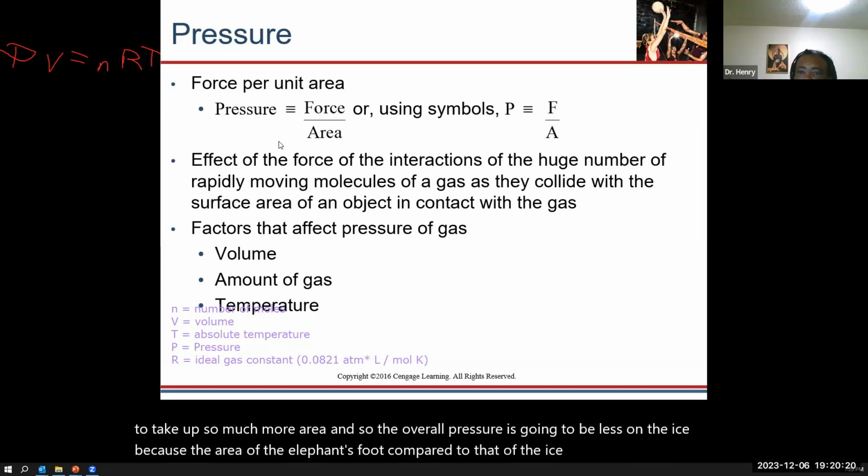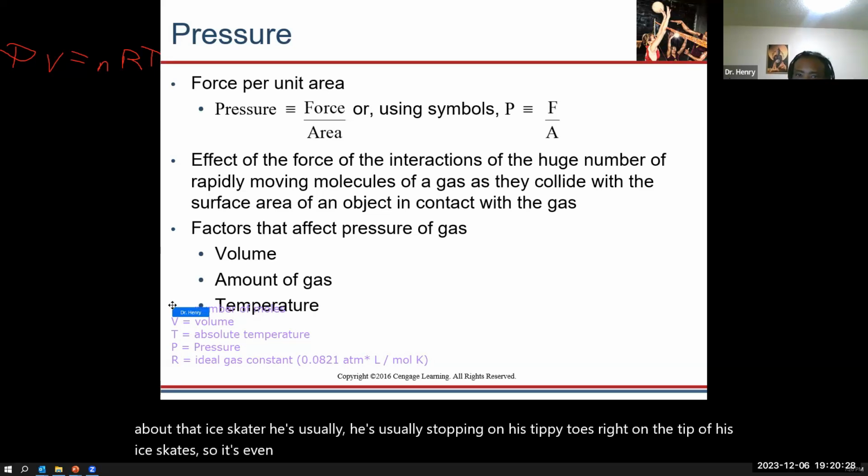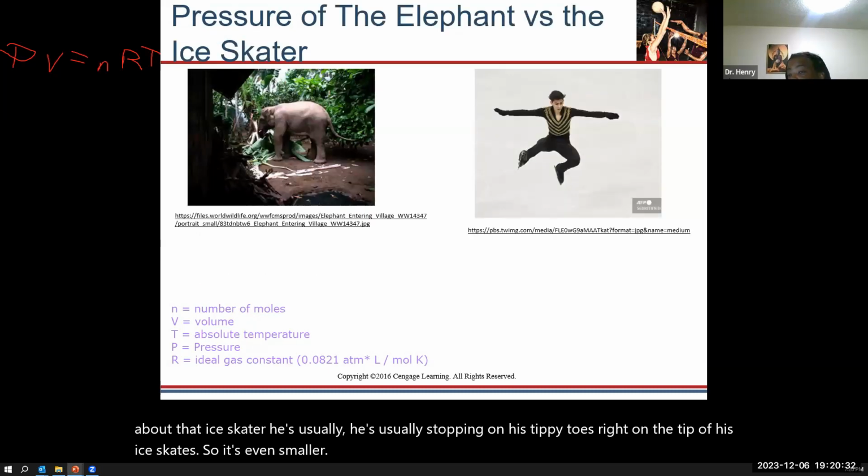And we also think about that ice skater. He's usually standing on his tippy toes, right? On the tip of his ice skates. So it's even smaller. So the answer is the ice skater.